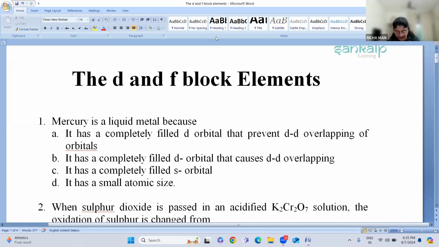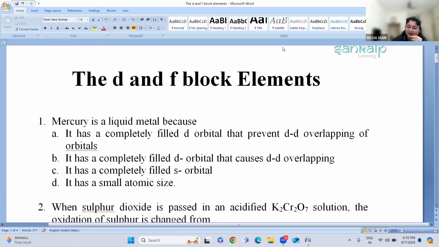In D block elements, the last electron of the element enters the D subshell, so they are called D block elements. D block elements are also called transition elements. Then what are F block elements? They are called inner transition elements, right? Which category of elements falls into F block elements?